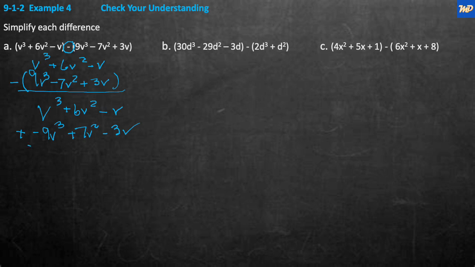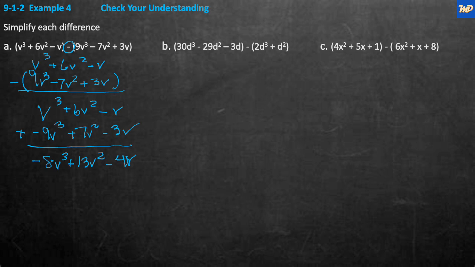Okay, so now we can go ahead and add these together. So it's 1v minus 9v is going to give us minus 8v cubed. 6 and 7 is 13, so 13v squared, and a minus v and a minus 3v is negative 4v. Yep, that's a v right there, everyone. At least it's trying to be a v. Okay, let's go to problem B.